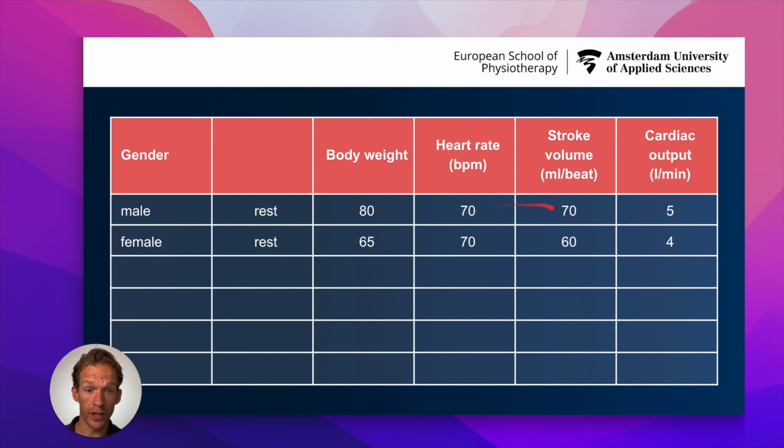If you take the product of heart rate and stroke volume, you get cardiac output. In this video, we will focus a lot more on heart rate, stroke volume, and cardiac output, so no worries if you didn't follow completely. We will go through all these variables step by step.